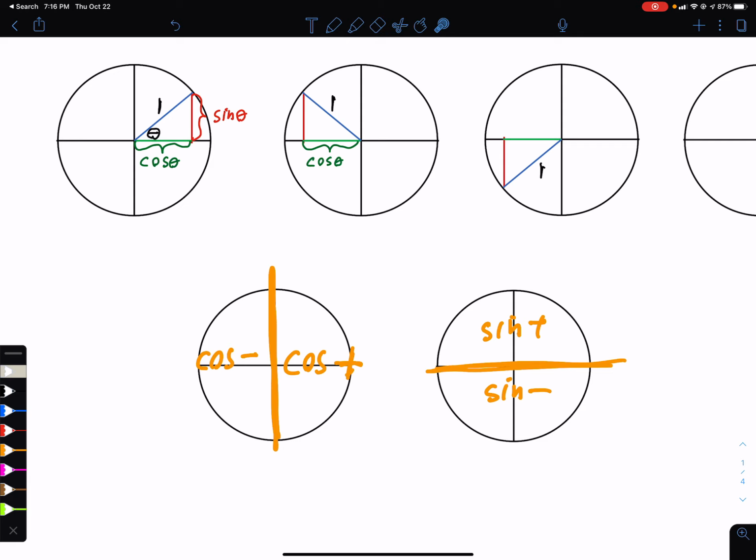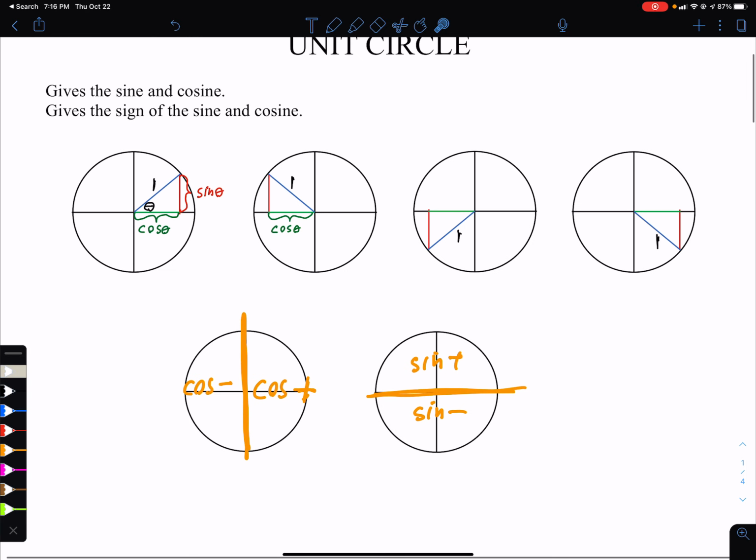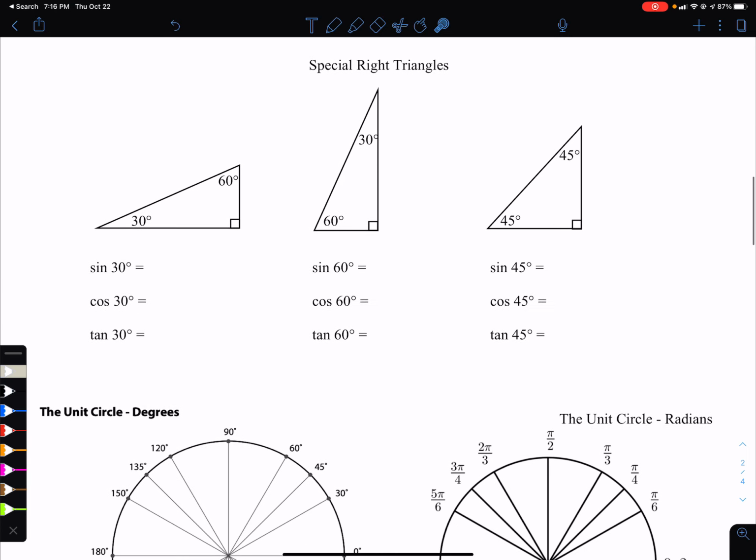And if you want to do the tangent, it's just sine divided by cosine. So, for example, right here, cosine's negative and sine's positive. So tangent, a negative and a positive gets you a negative, so you know the tangent's negative in that quadrant. So that's how you're going to get whether sine, cosine, or tangent is positive or negative in each quadrant, instead of memorizing that silly All Seniors Take Civics.